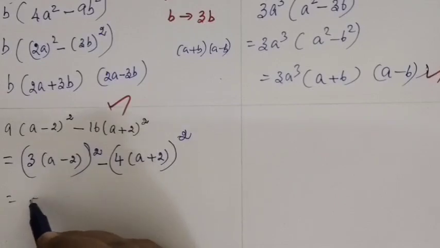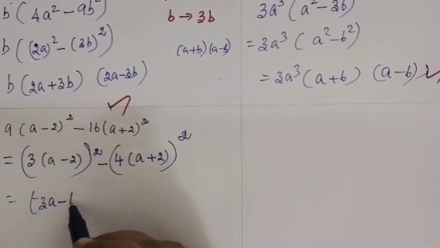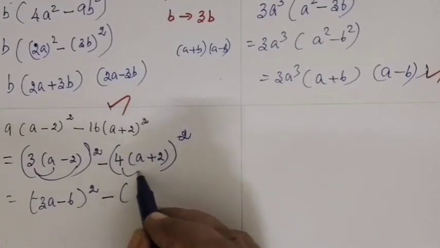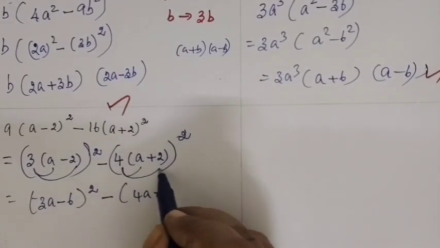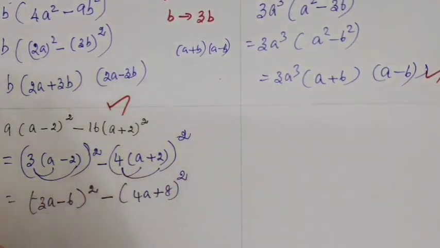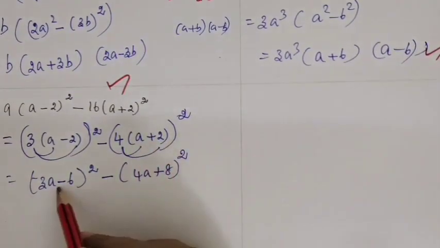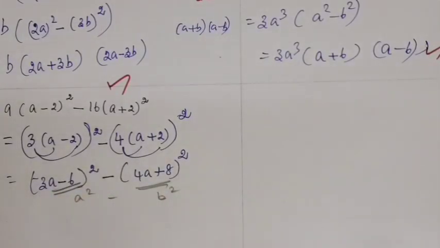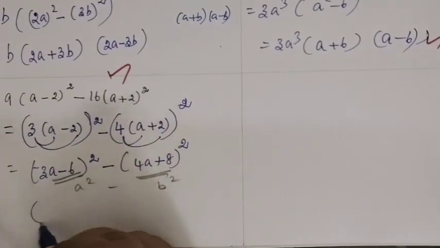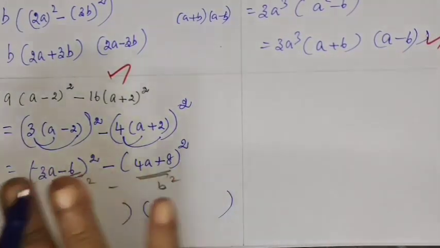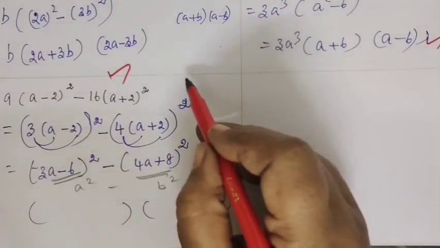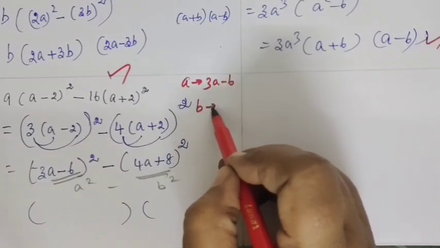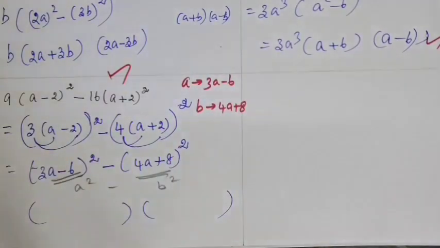Even you can take 3 inside. So 3a minus 6, 3a minus 6 the whole square minus 4a plus 8 the whole square. Now it is of the form a squared minus b squared. So in the place of a, 3a minus 6, a plus b into a minus b. So a equal to 3a minus 6, then b equal to 4a plus 8.